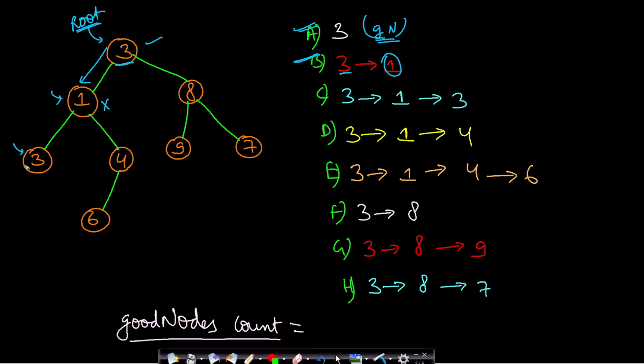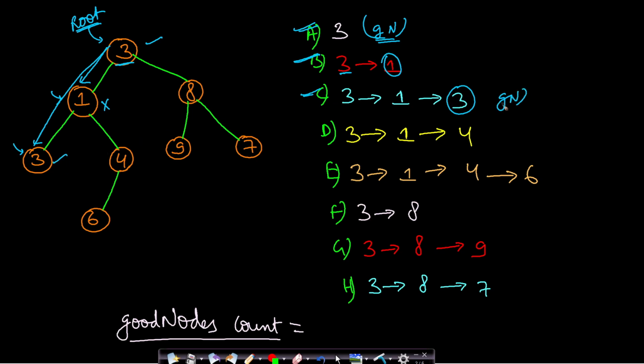If we look at this node 3, what is the path? The path will be 3, 1, 3. So this is denoted in sequence C, 3, 1, 3. Is there any node in the path from root to this current node which will be greater than 3? There is no node which is greater than 3, right? So this is a good node.